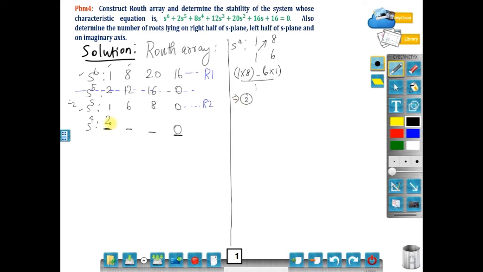And then the next parameter, the S power 2 parameter. For this parameter, I will take the previous 2 rows and the first column and third column, 20 and 8. So 1 into 20 minus 8 into 1, divided by 1. 20 minus 8 is 12. The answer is 12. So this particular place will have the value 12.